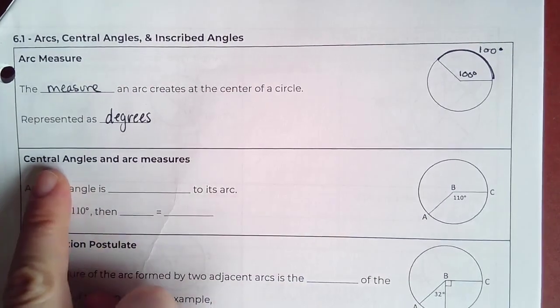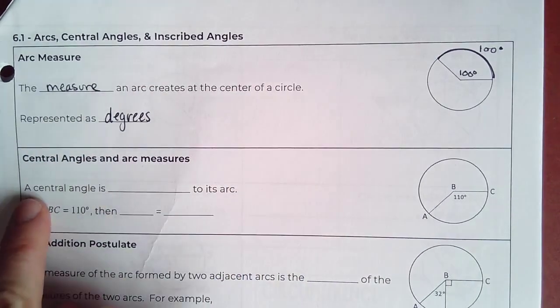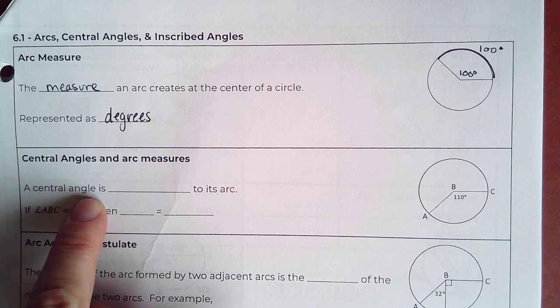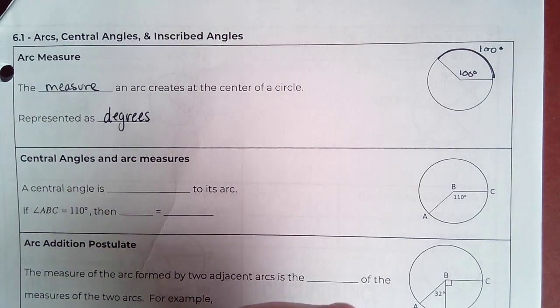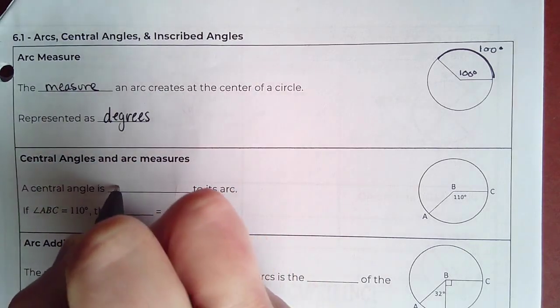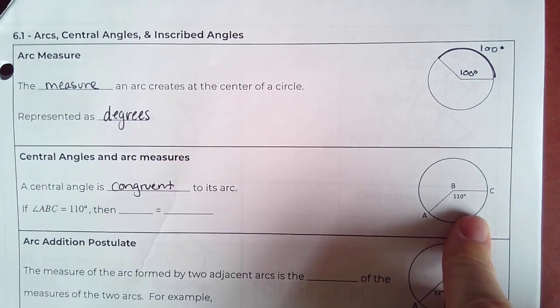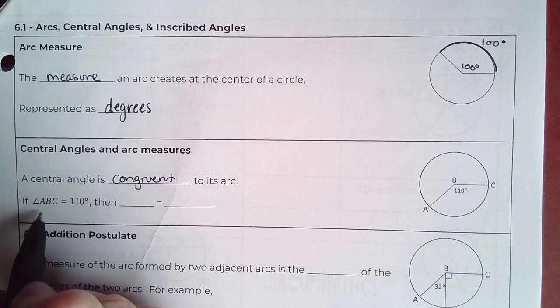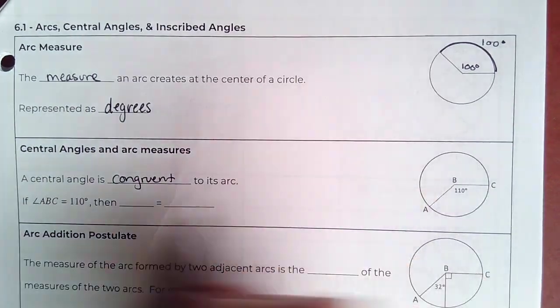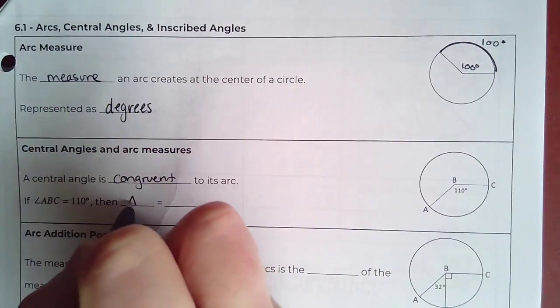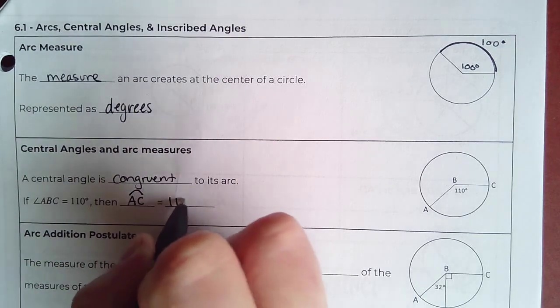That takes us right into central angles and arc measures. The central angle is congruent, or equal, to its arc. So if angle ABC is 110, then arc AC equals 110 degrees.